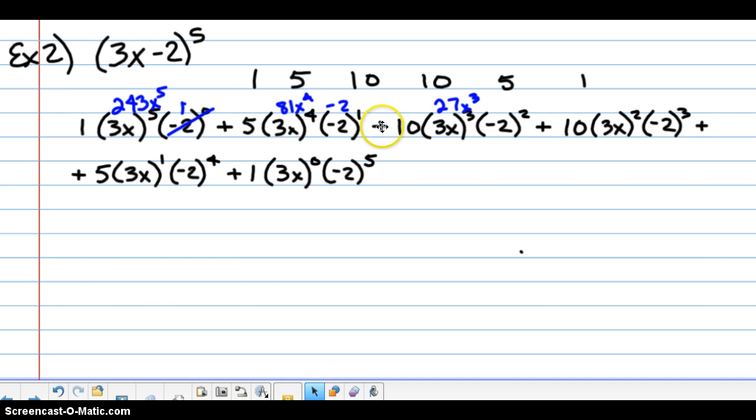Don't forget your x to the 4th. Notice here, 3 cubed is 27, then x cubed. Negative 2 squared is 4. Watch as I fill these out. Keeping in mind, this a and this b term does change our coefficient of our final answer.